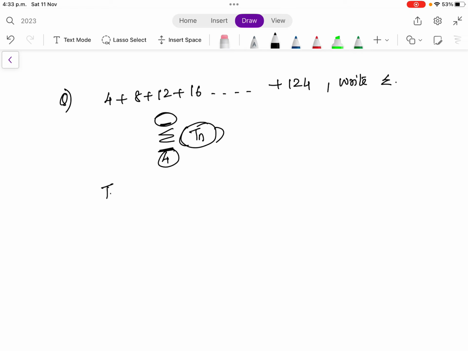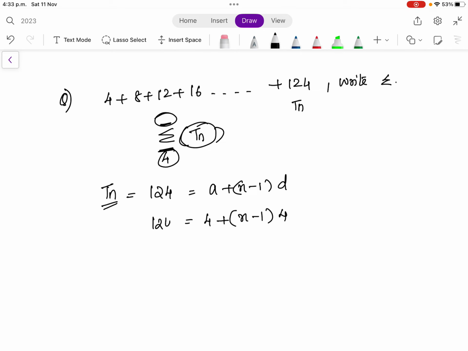So to find the nth term, currently here the last term is 124. So Tn is equal to 124, which is equal to a plus n minus 1 into d, and that is equal to a is 4 plus n minus 1 into d is again 4 here.